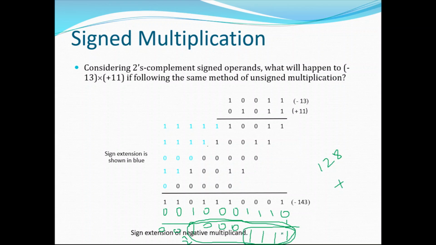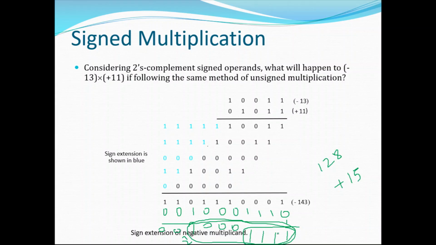This is 2 to the power 0, 2 to the power 1, 2 to the power 2, 2 to the power 3. So 2 to the power 0 is what? 1, 2, 4 and 8. This is 1, this is 2, this is 4, this is 8, which is nothing but 15. So basically these four 1s are nothing but 15.